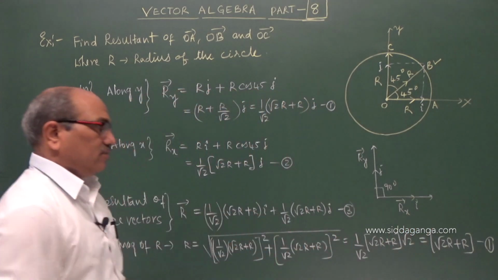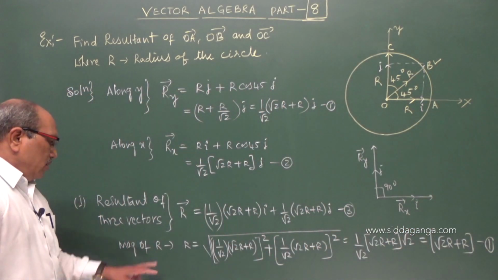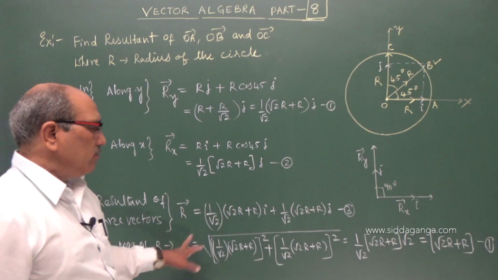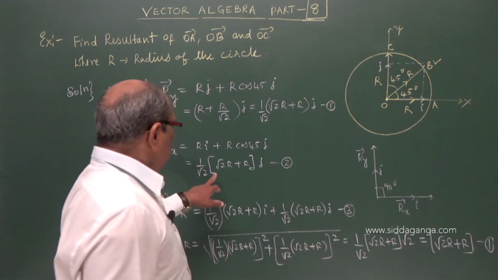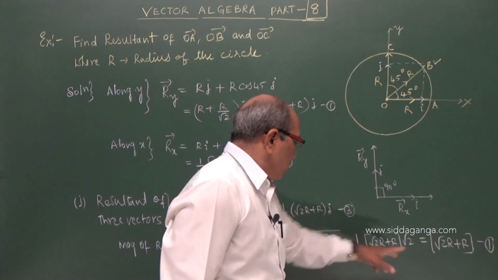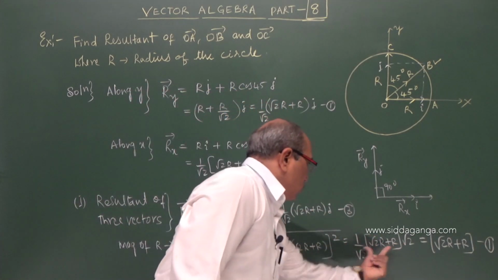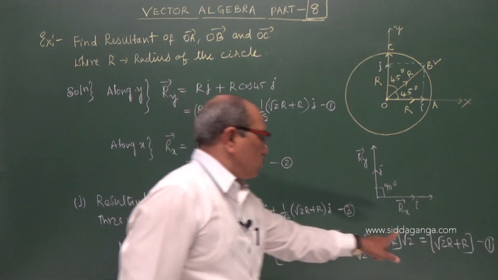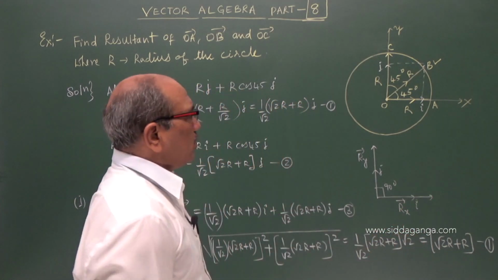Fine, we got the answer. Our result, I hope you have followed. This square plus this square we did. I brought the common term out. 1 plus 1 is root 2, cancelled, and got that answer.